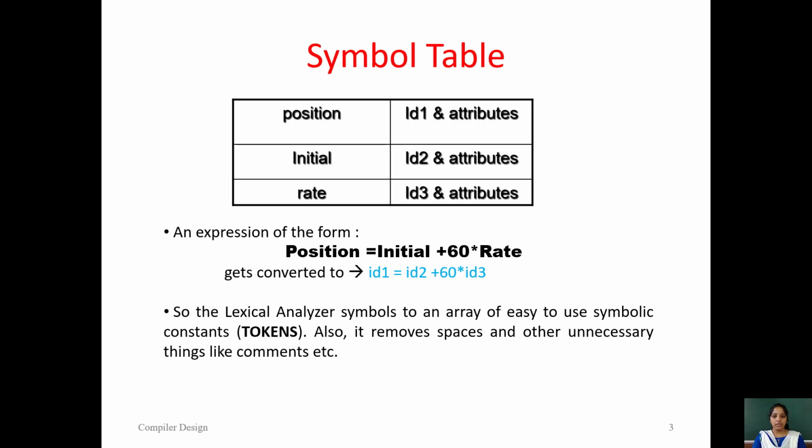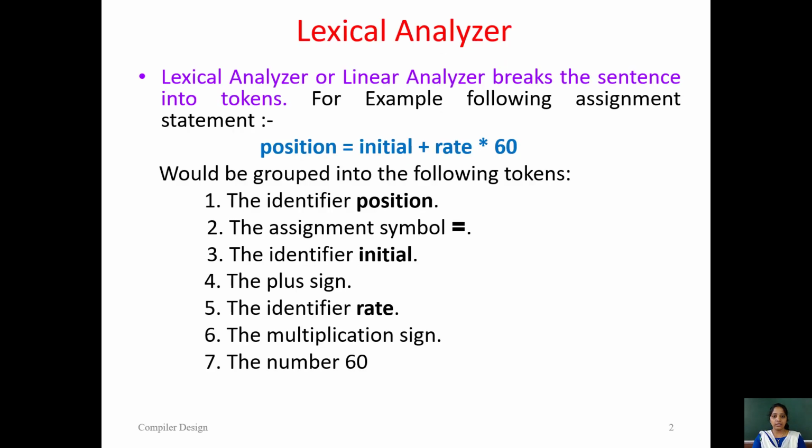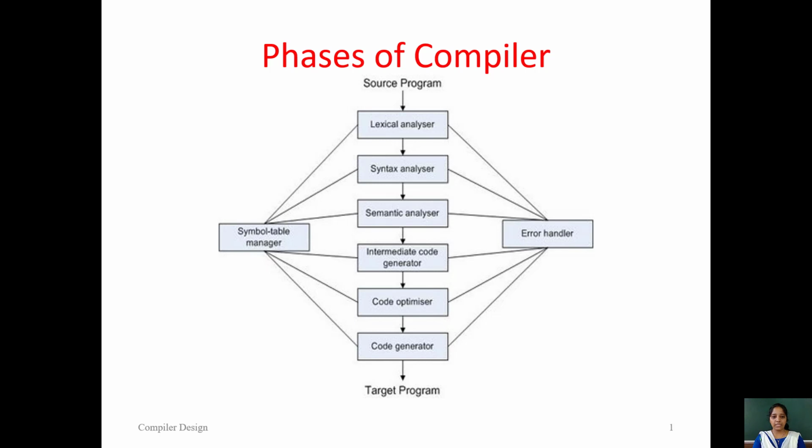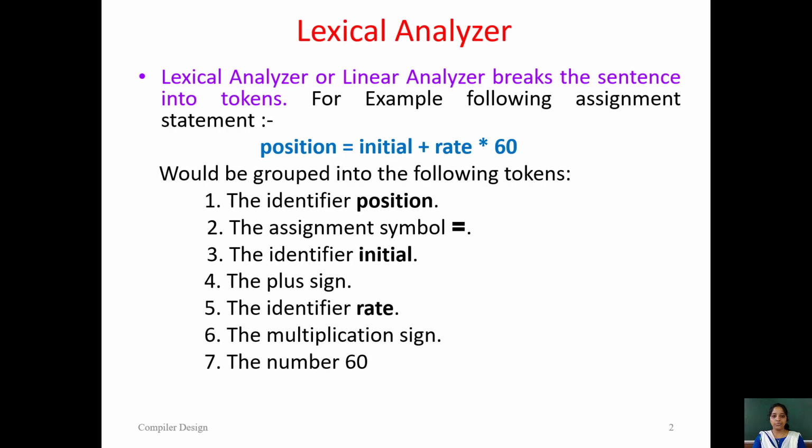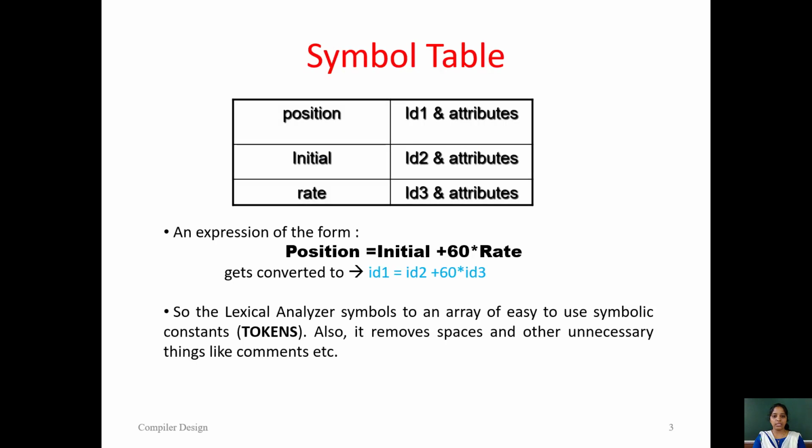Now, when you see the phases of the compiler, on the left hand side there is a symbol table manager, and on the right hand side an error handler. What is the symbol table manager? The symbols you use in your program and statements are stored in this symbol table, and the manager manages them. In the previous example, position = initial + rate * 60, the tokens position, initial, and rate will be stored in the symbol table.